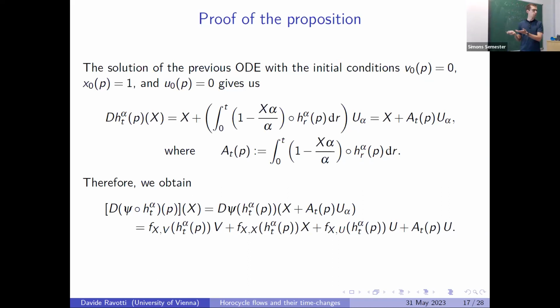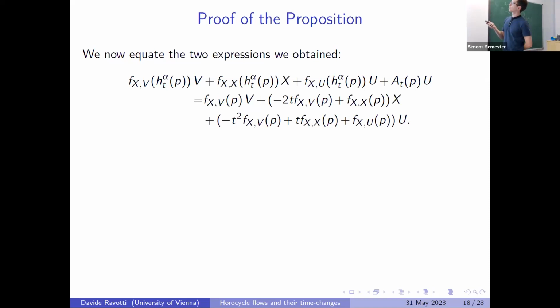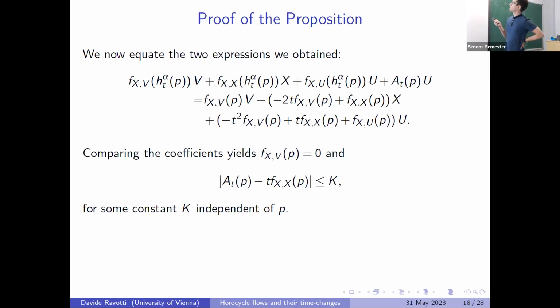Okay, now I found the expression for the other hand side, and now I equate what I get. Here on the top, I have the expression I just found, and here below, I have the expression I found previously. But now there is something interesting. Look at the coefficient in U. On this side is this function a_t that I don't know, but this was an ergodic integral up to t. Here on the other side of the equality, I have something that, at least for some p, will grow like t squared. This is not possible, right? I mean, this f_X(V,p) has to be zero, because otherwise I have here something that grows like t and here something that grows like t squared. So this term here has to be zero.